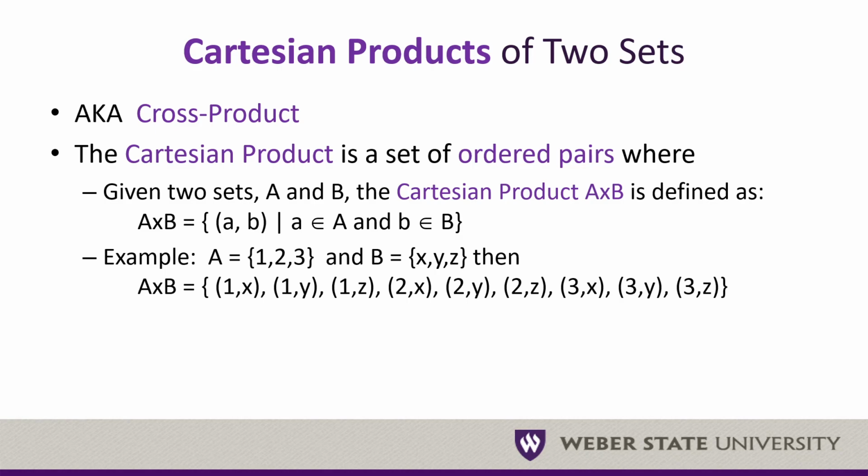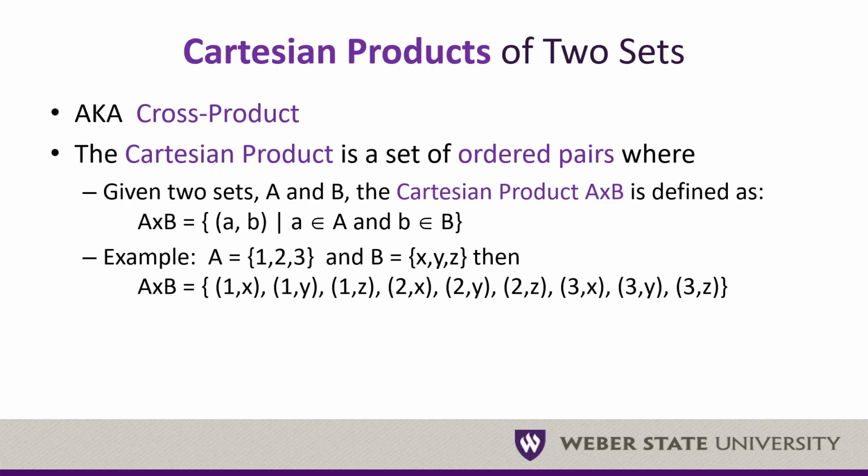Is X2 an element of the cross product? No, it's not, because X is not an element of A, and 2 is not an element of B. So that's the only requirement: the first thing in this list has to come from this set, and the second one has to come from this other set. And because it's a set, I can only use them one time with each other.